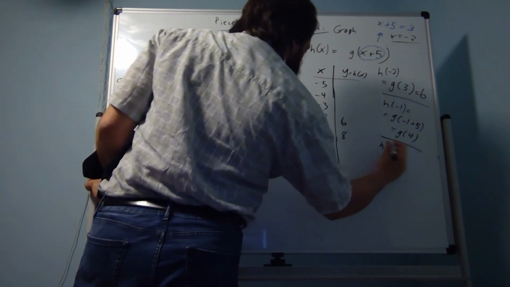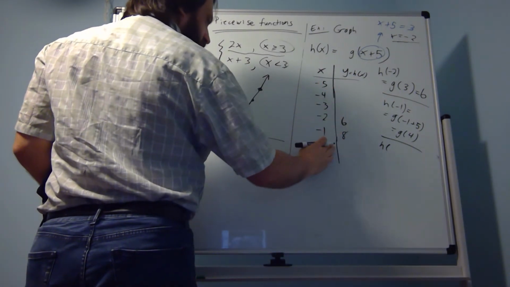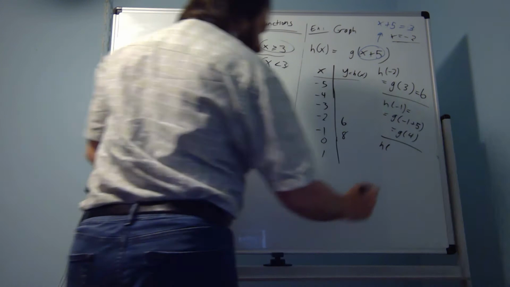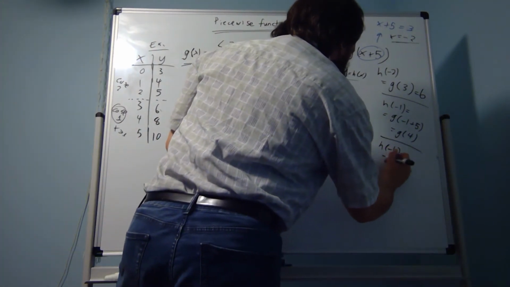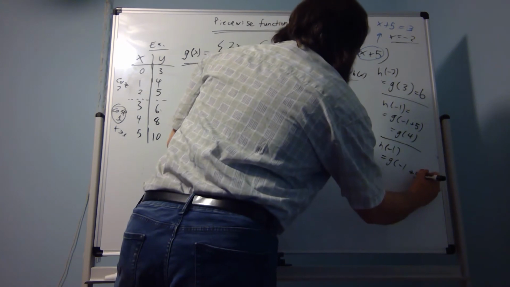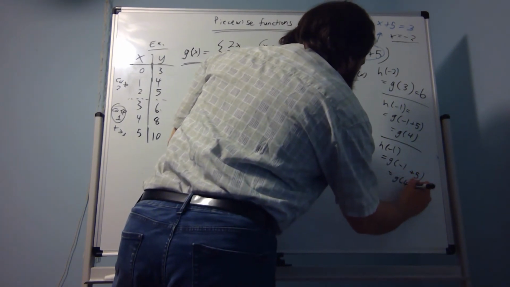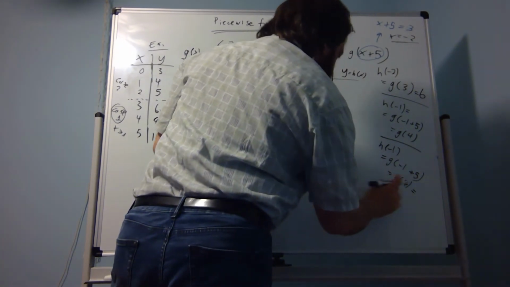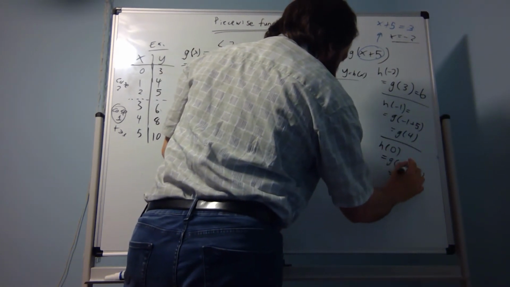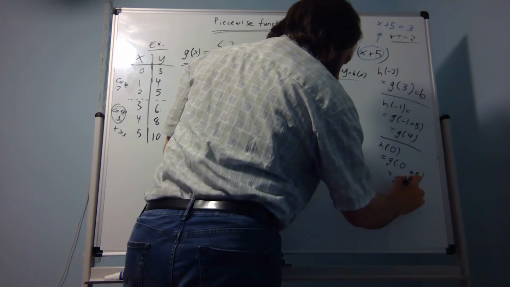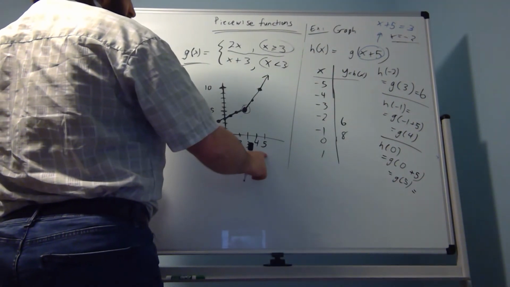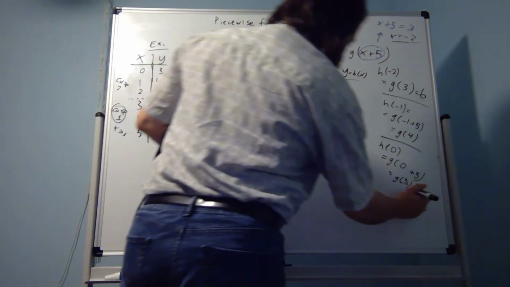I wrote down the same number twice, so sorry. This should be a 0, and this is +1. So h of -1 is equal to g of -1 plus 5, which is g of 4. Oh, I just did -1, sorry. Now I'm doing 0. So h of 0 is g of 5, which is equal to 10.